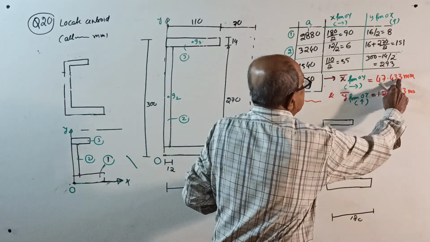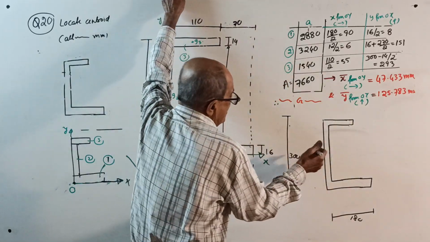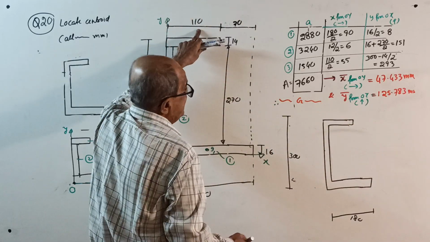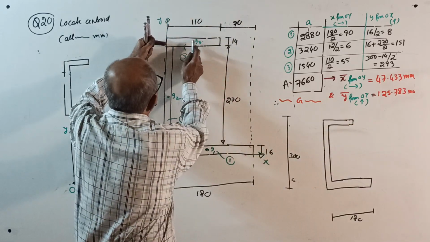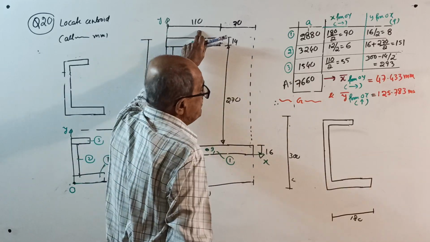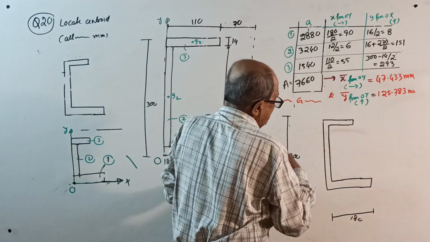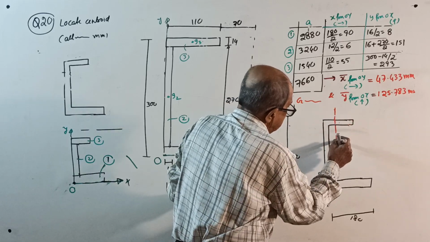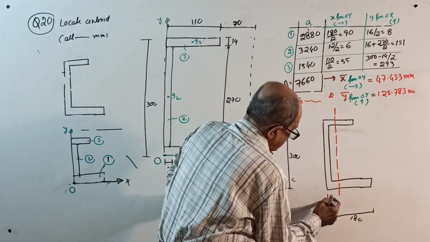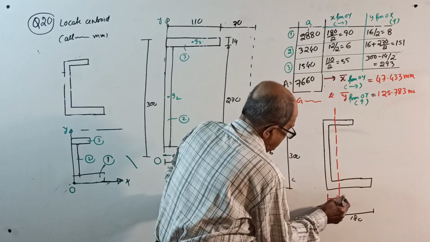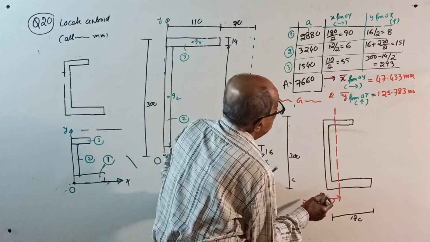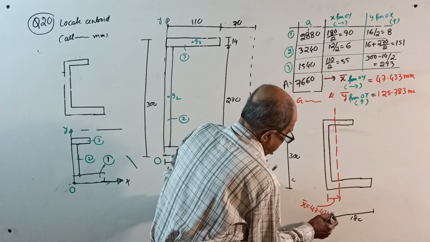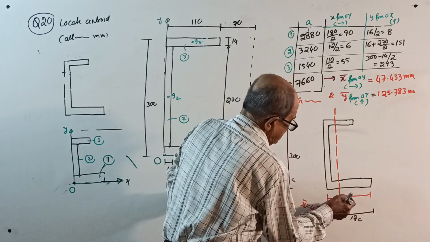X bar, 47.433 from here. 47.433 means it will cross this point. From here to here is 110, within that one. From here to center is 110 by 2 is 55. So it is not center, little this side, see. Little further this side. Right here. This is your x bar equal to 47.433. If you want, calculate from that side.